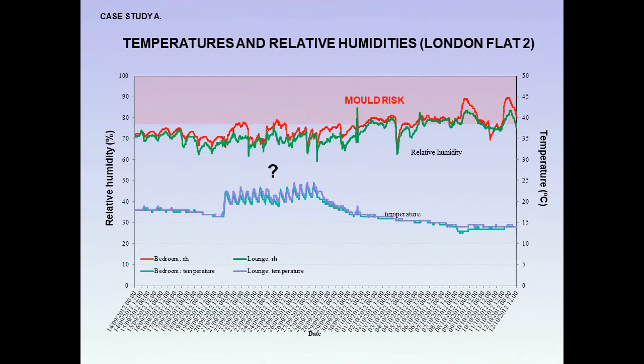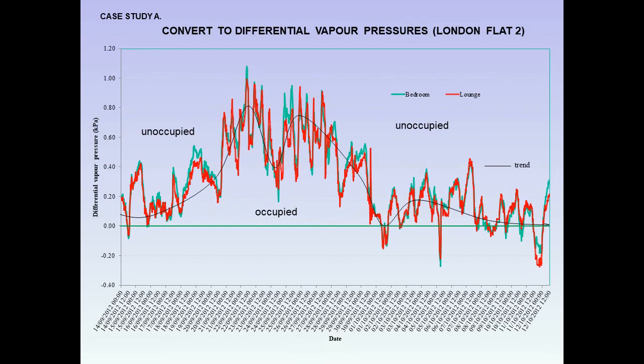Temperatures and relative humidities again in a different flat. These were the basic results with temperature and relative humidity. Got quite high humidities, going over 75 towards the end of the monitoring period. The temperatures varied, but we had this wavy yo-yo-like appearance of temperatures during the monitoring period. So what was going on? Well, when these were converted to differential vapour pressure, we could see what was happening. The yo-yo appearance of the temperatures, although it didn't show up too much on the relative humidities, clearly now showed up when the flat was occupied versus unoccupied.